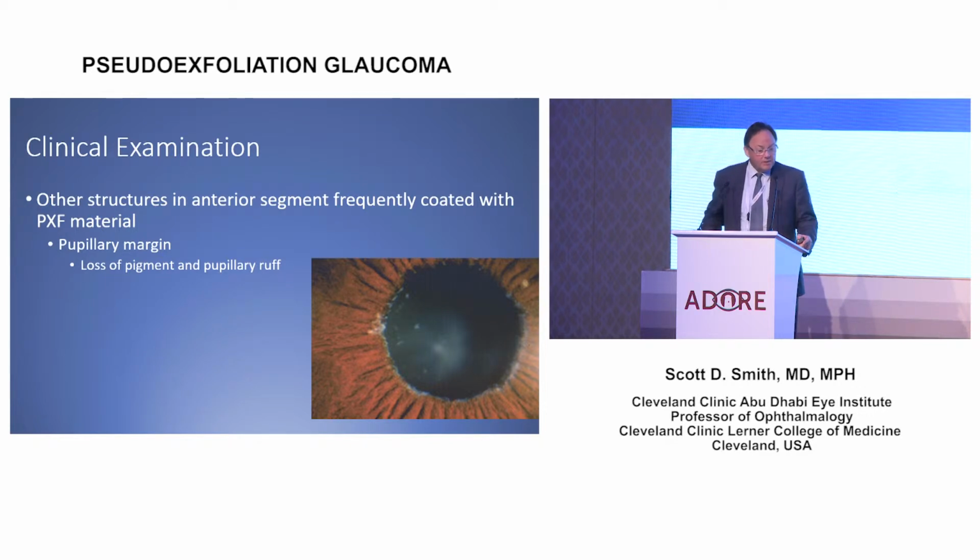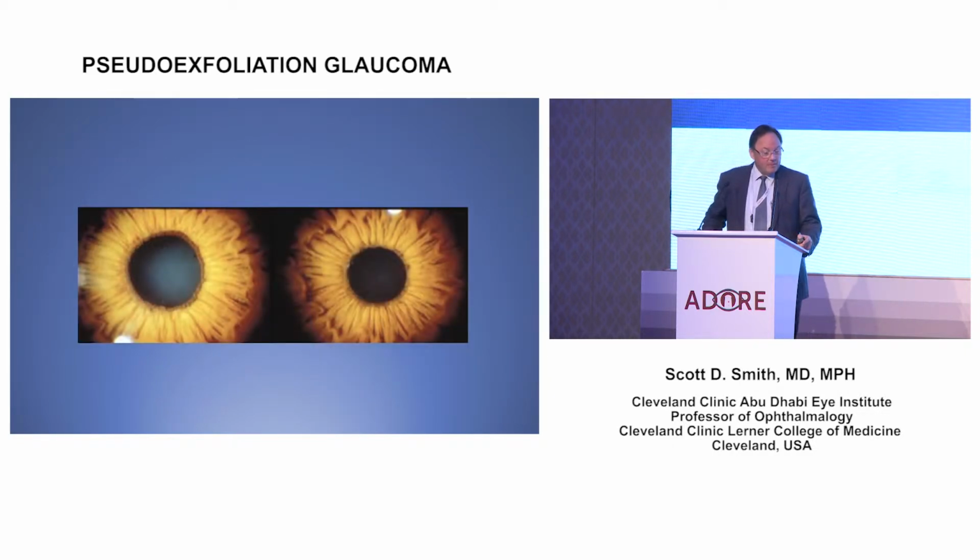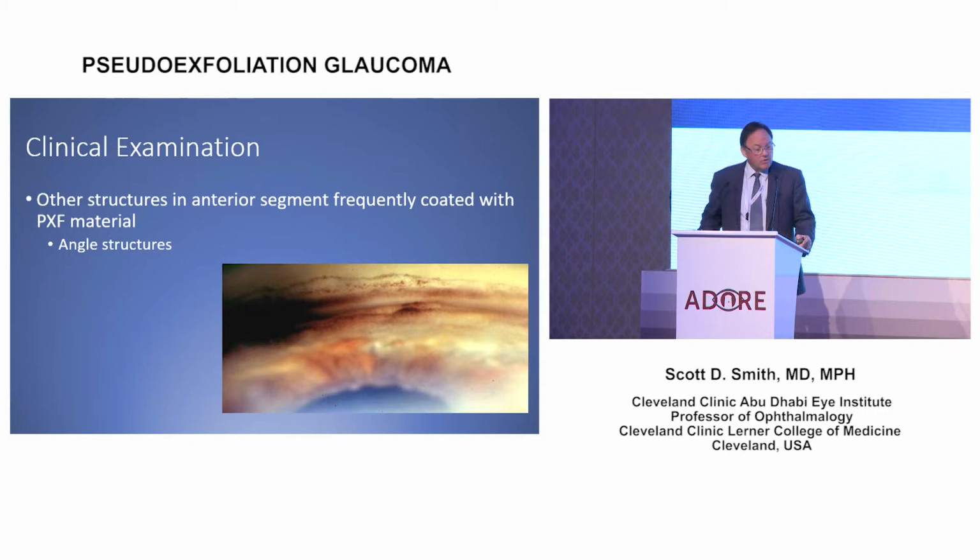Other structures in the anterior segment are often also coated with the pseudoexfoliation material. Prior to pupillary dilation, you can generally see flakes of material along the pupillary margin, and also there's loss of the pigment and pupillary ruff of the pupil. It's also common to see poor pharmacologic dilation of the pupil, which can be an issue in cataract surgery in these patients.